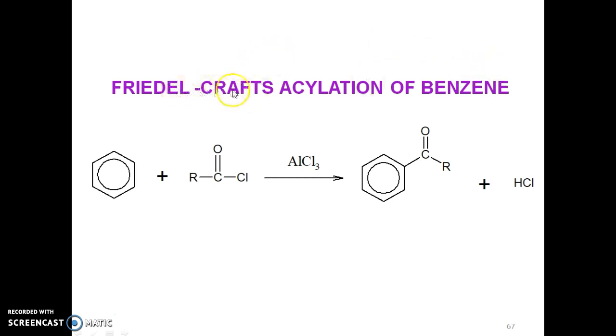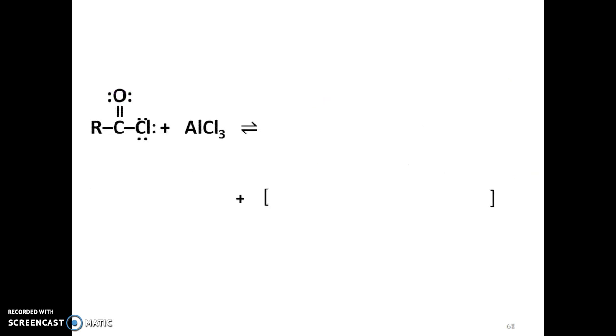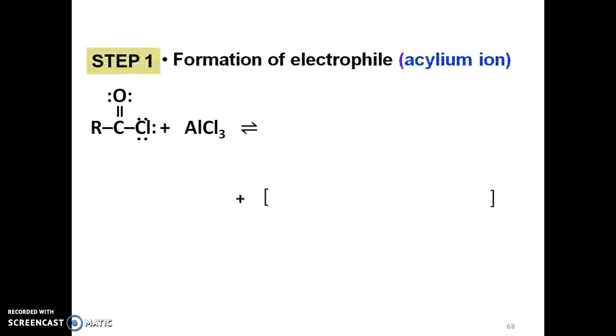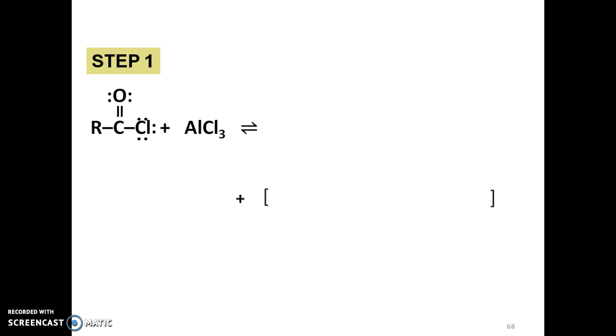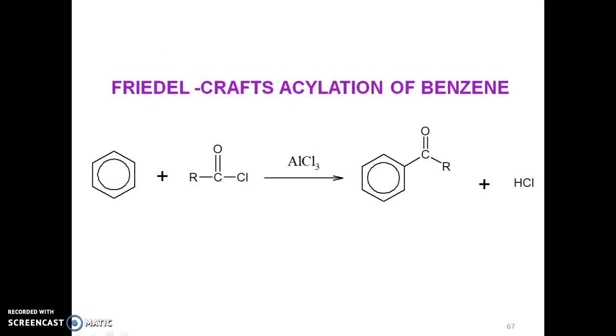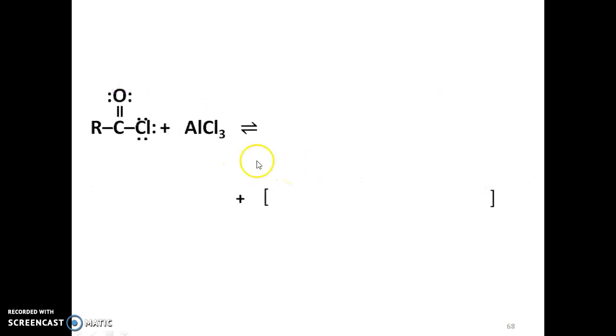Same as halogenation of benzene and nitration of benzene, the mechanism of Friedel-Crafts acylation also has 3 steps. Step number 1, formation of the electrophile. Step number 2, formation of the arenium ion. Step number 3, loss of H+. As before, formation of the electrophile in step number 1 only involves the reagent and the catalyst. It doesn't involve the benzene yet. So in step number 1, we only take the reagent, the acid chloride, and AlCl3.